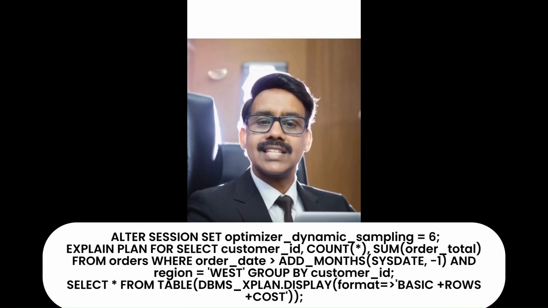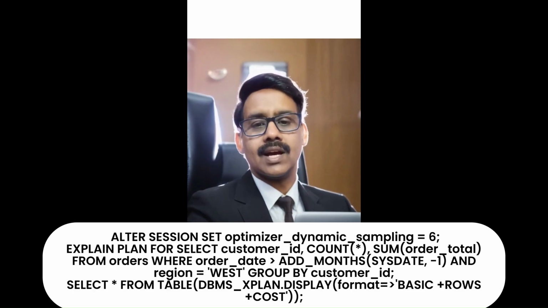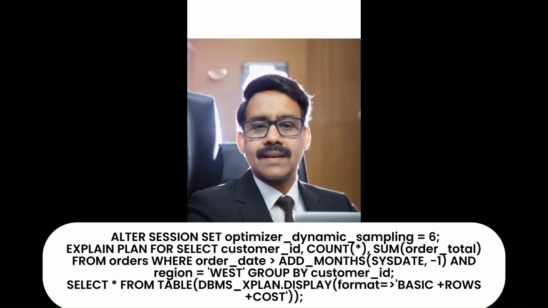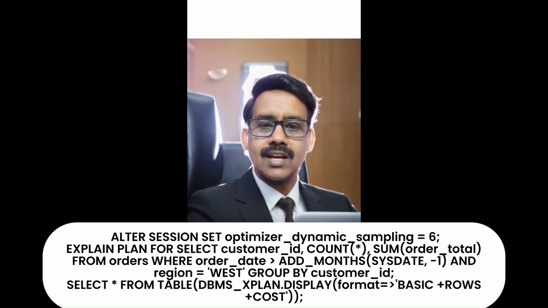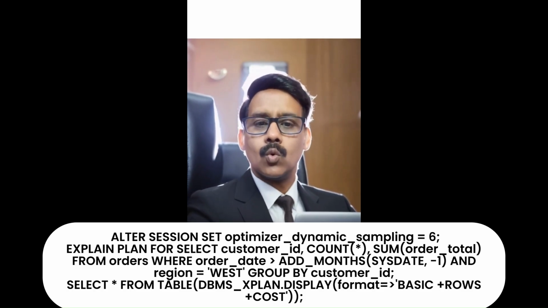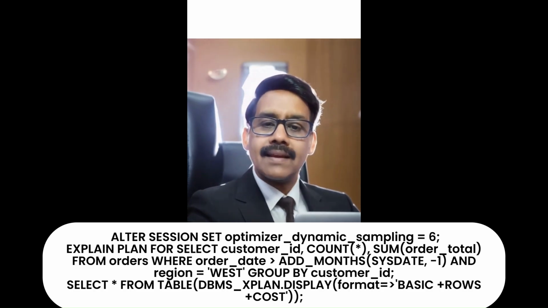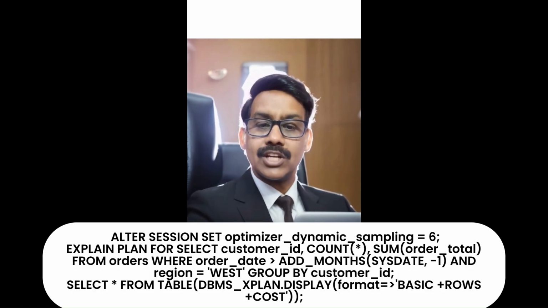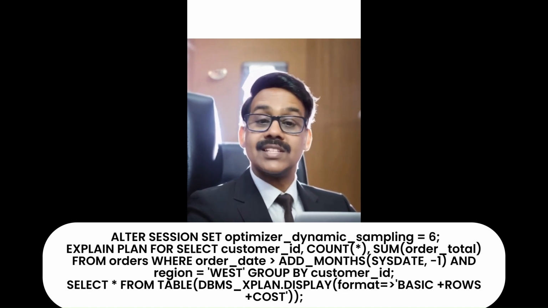Alter session, set optimizer_dynamic_sampling equal to 6. Explain plan for select customer ID, count star, sum order total, from orders where order date is greater than add_months sysdate, -1, and region equal to West, group by customer ID. Select star from table, dbms_xplan.display, format equal to basic plus rows plus cost.